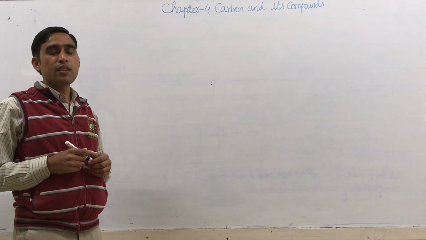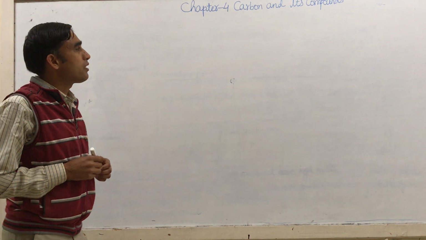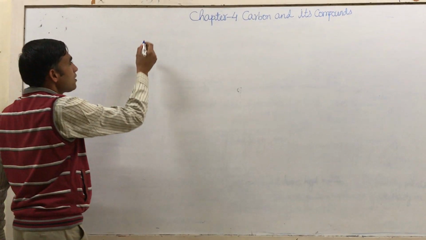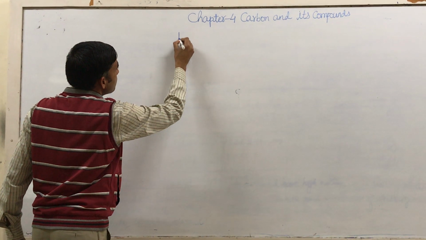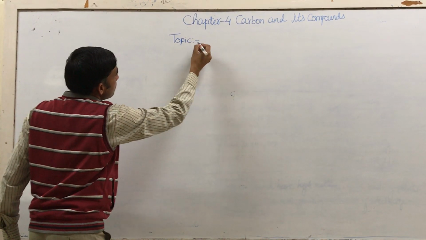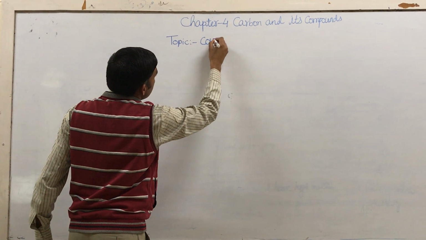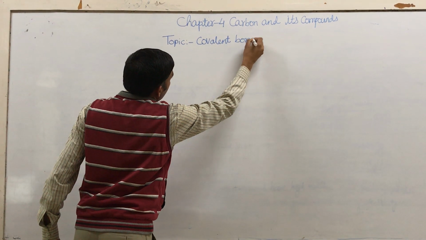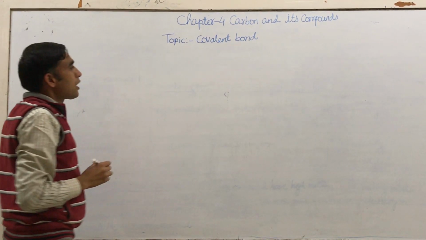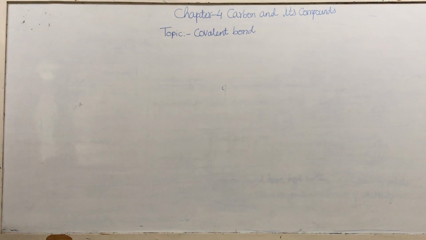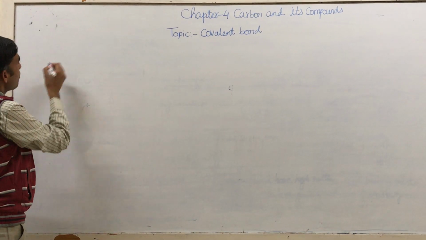Today we will discuss chapter number 4 of class 10th, Carbon and its Compounds, and the topic for today's class is covalent bond. Now we will discuss what a covalent bond is and the types of covalent bond. Let us see the definition of covalent bond.